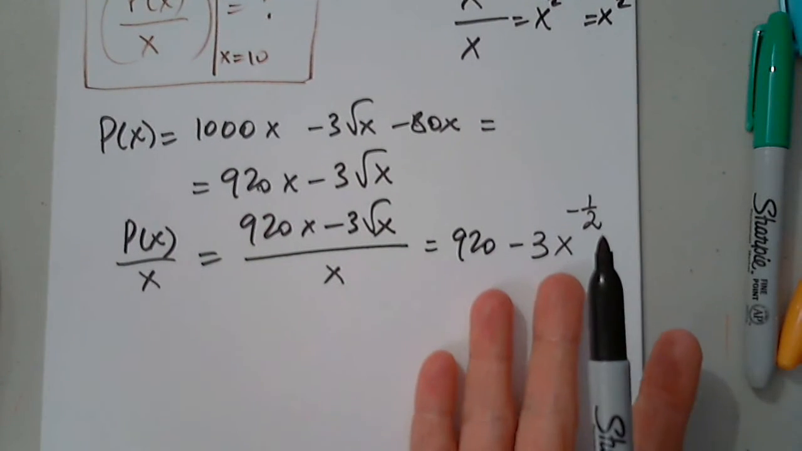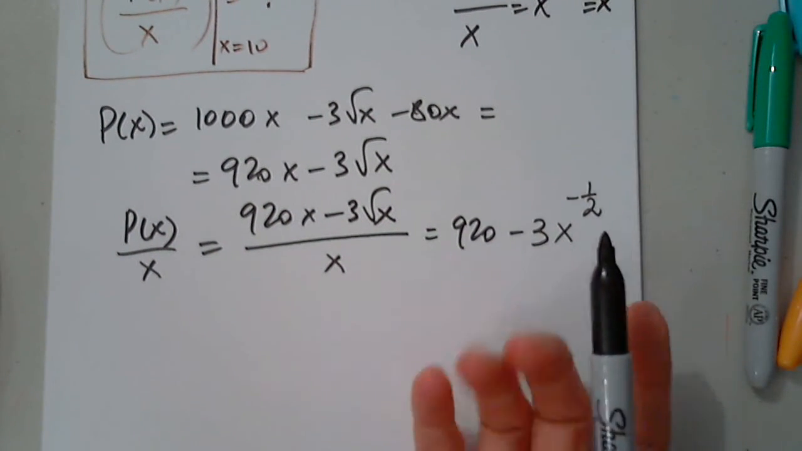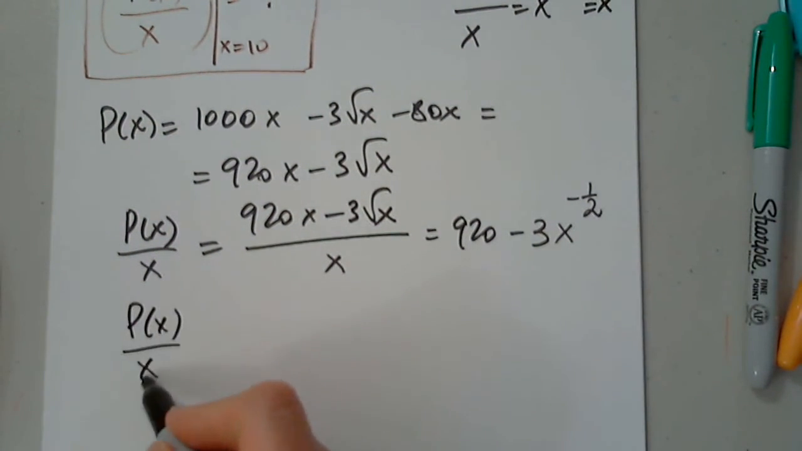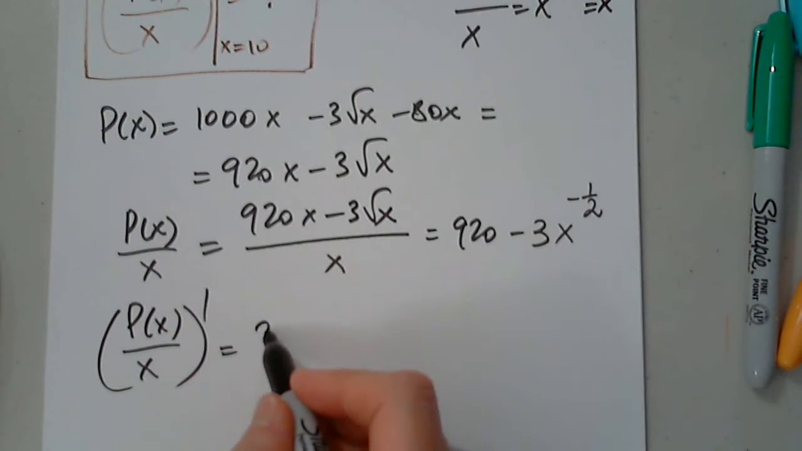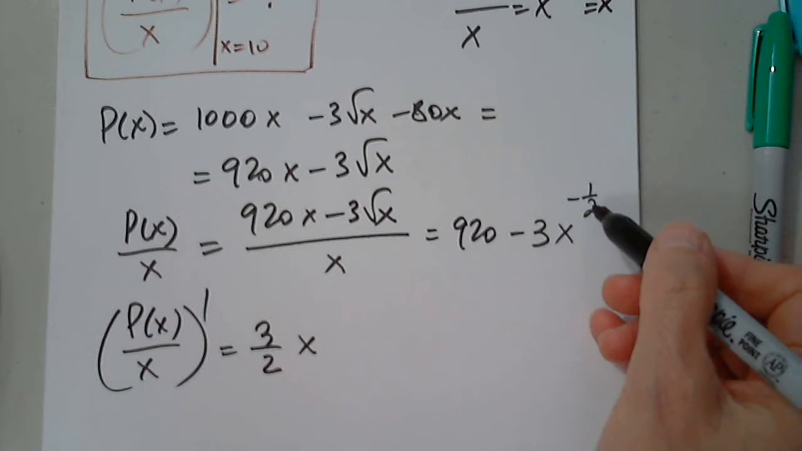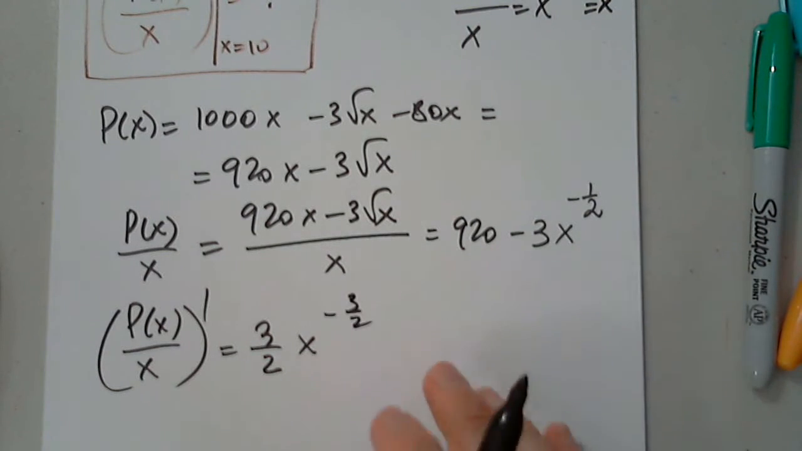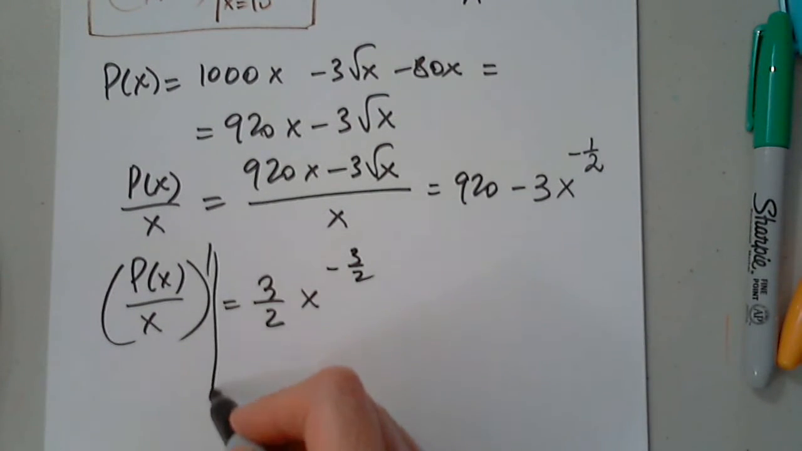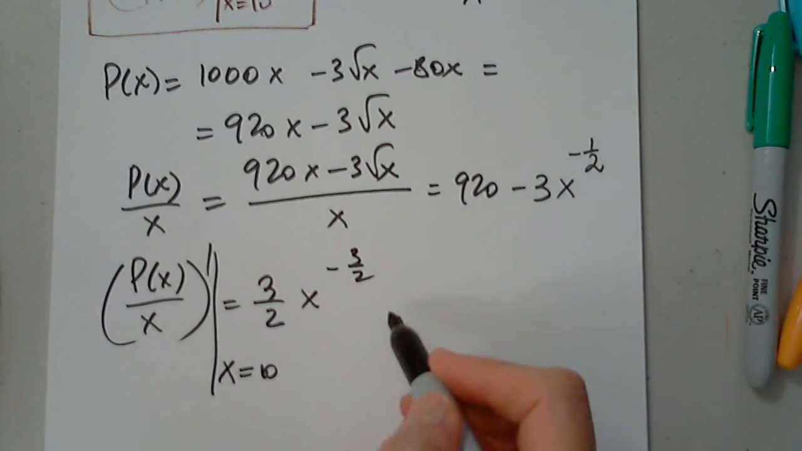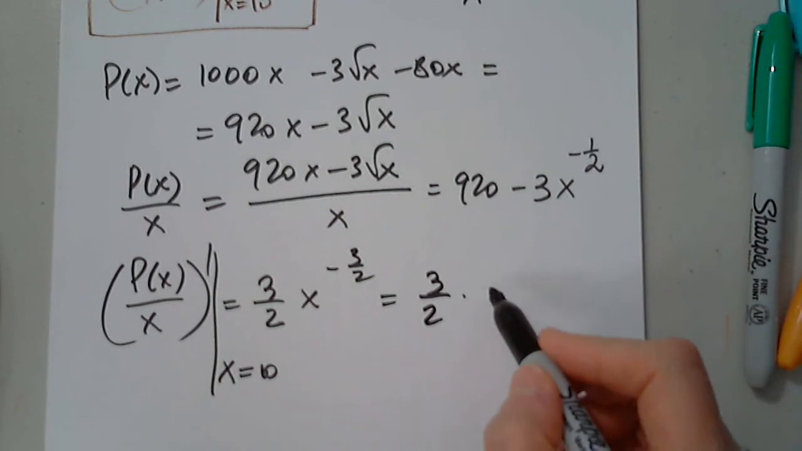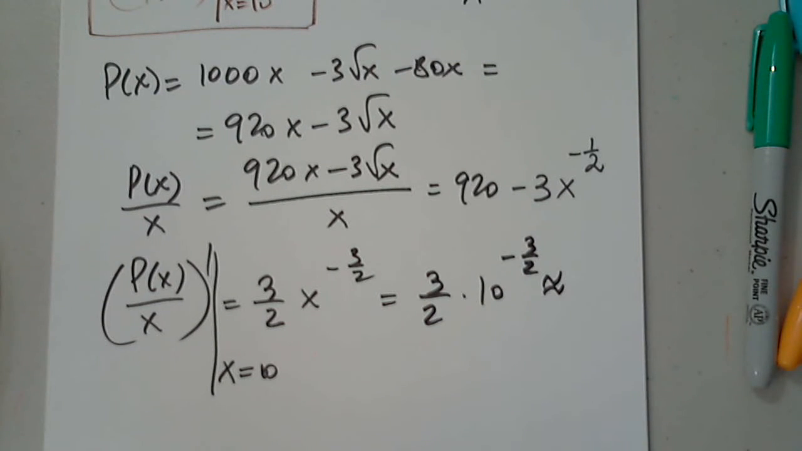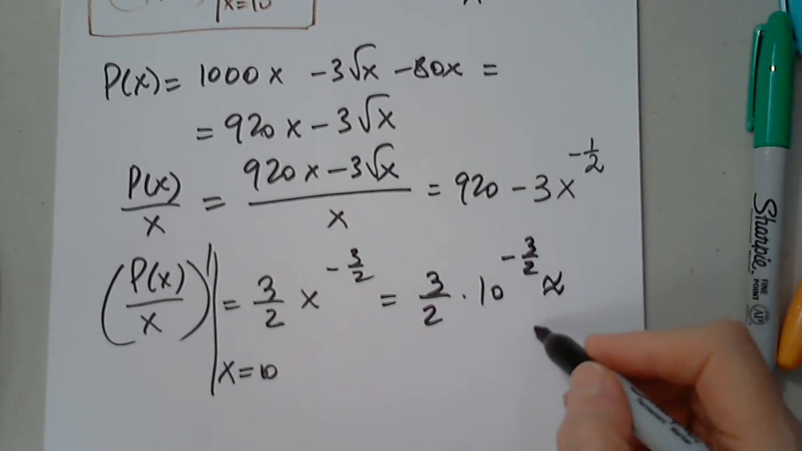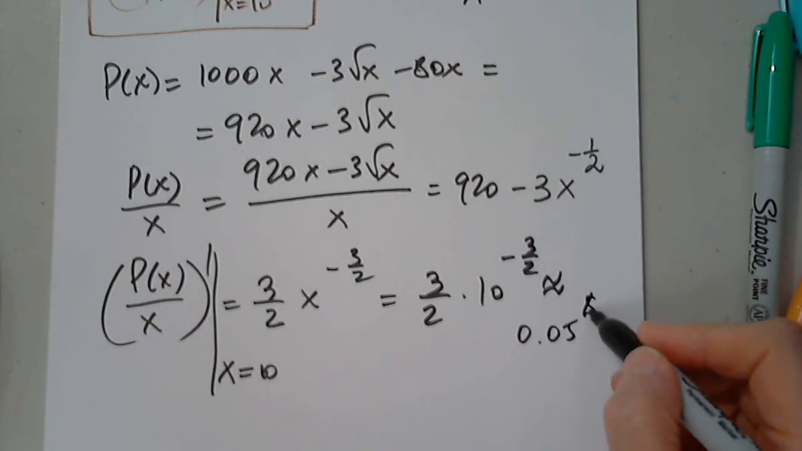That's all. And when I differentiate this, there is really nothing, right? P of x over x prime is, this is 0. 3 divided by 2, x to -1 minus 1. Done. And now when I plug in 10, I have 3 over 2 times 10 to -3/2. Let me see my calculations here. What did I get? I got $0.05 per unit.